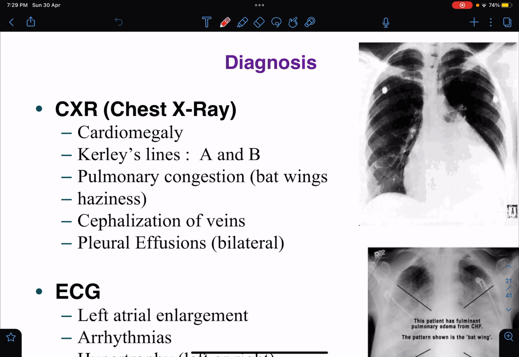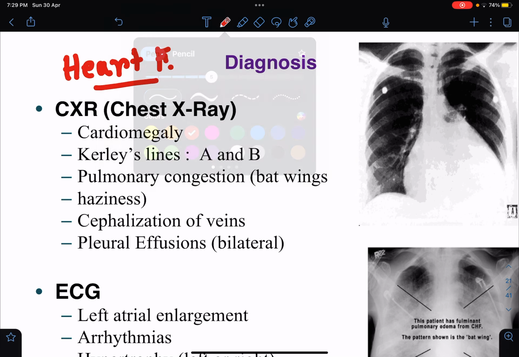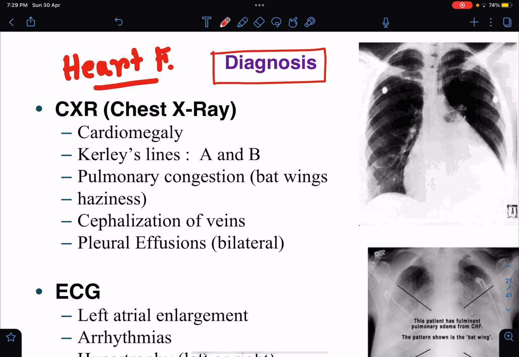In my today's class, I am going to discuss the remaining portion of heart failure. So in heart failure, today I am going to talk about the diagnosis of heart failure and also the management part of heart failure. So let's talk about the diagnosis. How do we diagnose a case of heart failure?